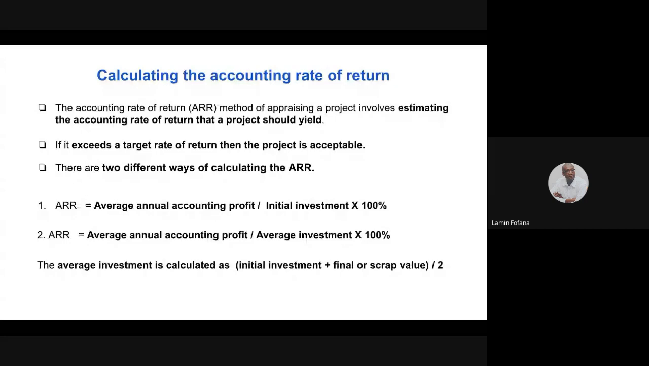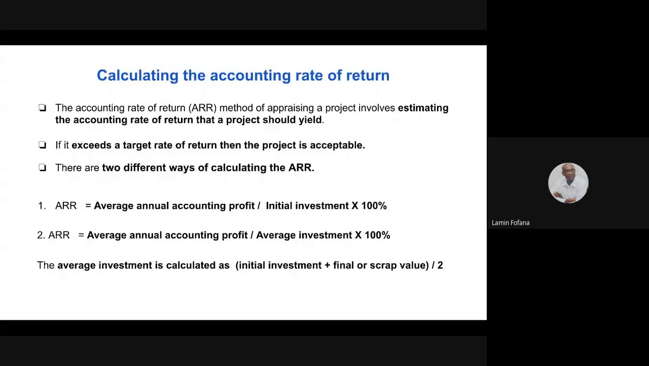Now, how do we calculate accounting rate of return? There are two possible methods. First is the simple method, and the second one is the average method. So appraising a project using the accounting rate of return involves what? Estimating the accounting rate of return that a project should yield. If it exceeds a certain target, like I said, then you implement. So the two different methods are the normal method and the average method.